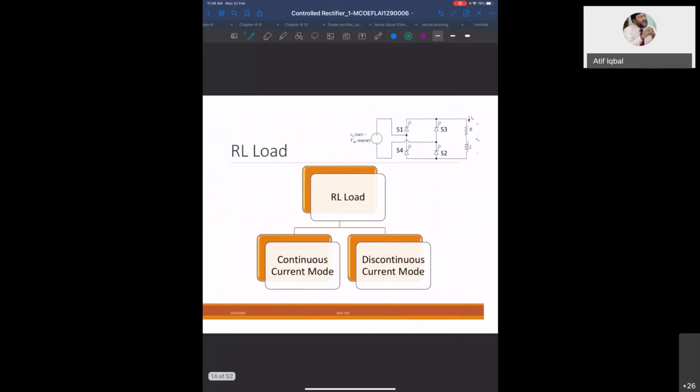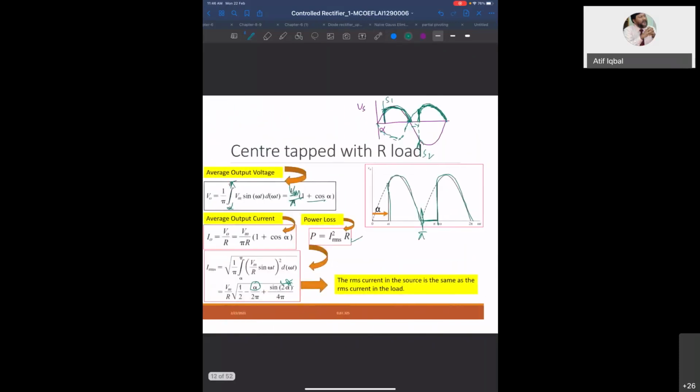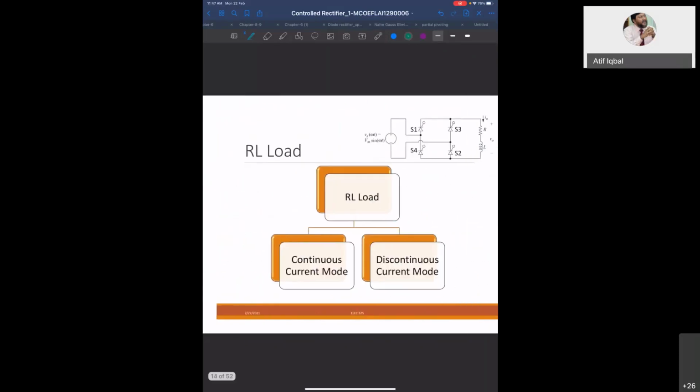Now, RL load. So this was the resistive load. Resistive load is simple. You cannot have negative voltage across the load. It will be 0. But as you know, in the case of inductive RL load, you can have the negative part also in the average voltage. So there are two modes in RL. One is called continuous current mode. Another is called discontinuous current mode.